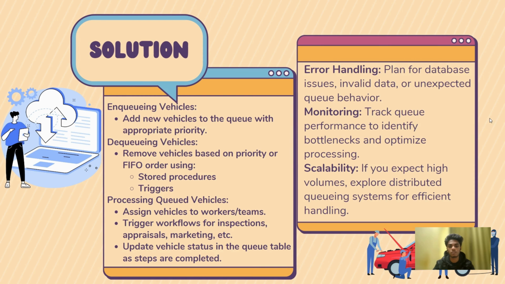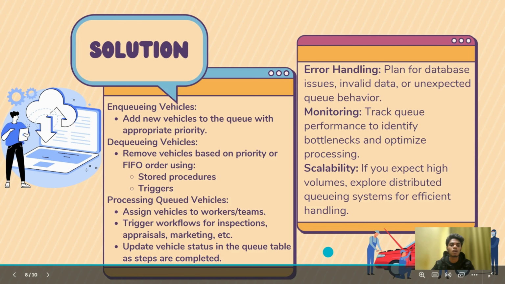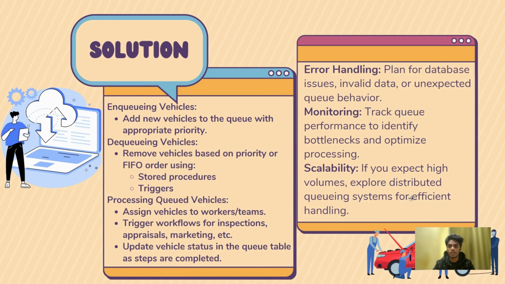Processing queued vehicles: assign vehicles to workers or teams, trigger workflows for inspections, appraisal, marketing, etc., and update vehicle status in the queue table as steps are completed. It also includes error handling: plan for database issues, invalid data, or unexpected queue behavior. Monitor and track queue performance to identify bottlenecks and optimize processing. Scalability: if you expect high volumes, explore distributed queuing systems for efficient handling.